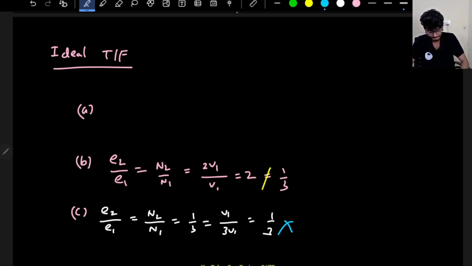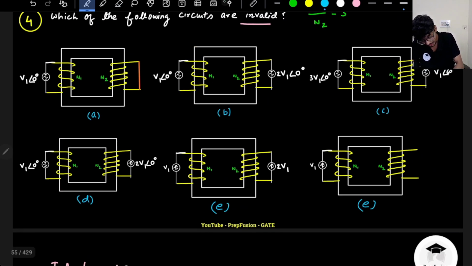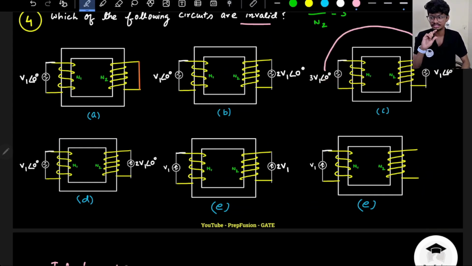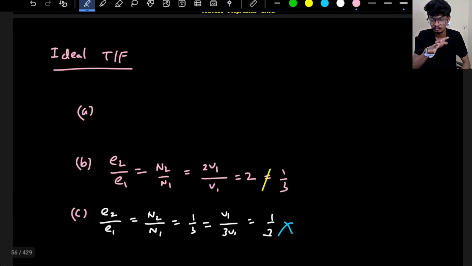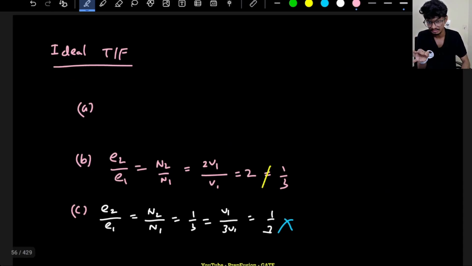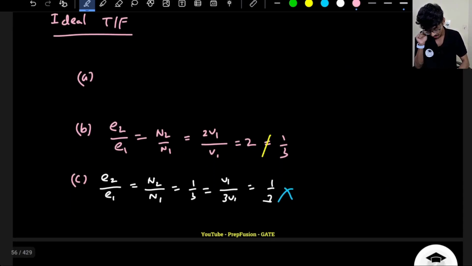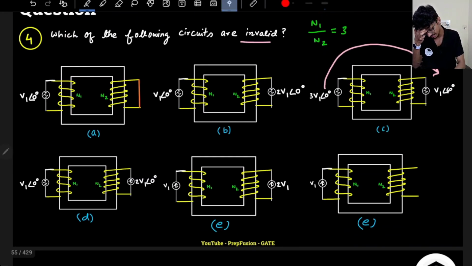Why is it not a valid circuit? Because in a transformer the phase does not change. Here the phase is changing. We transform the voltage by a constant multiple that does not have a phase, that has a 0 degree phase or 180 degree phase at max. So we multiply by a constant real number with no phase difference, but here it is showing a phase difference of 60 degrees. How did this phase difference come, if this is an ideal transformer?